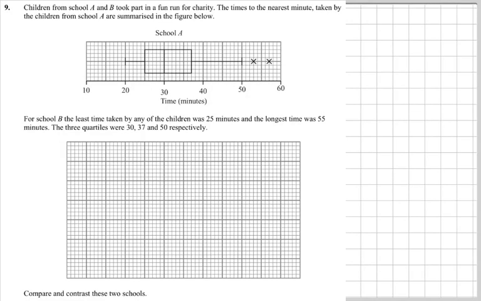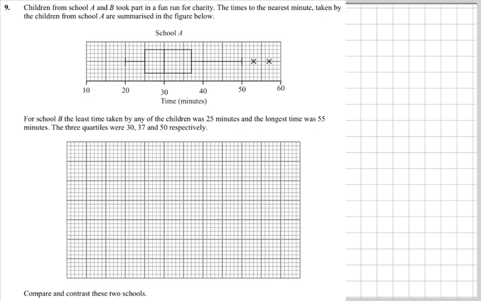This is a bit of an unusual question, but not beyond the realms of what you could be asked. You've been given some data, you're given a space where you can do some working, and you're asked to compare and contrast the two schools. Well, firstly, what's the difference between comparing and contrasting? Well, comparing typically is finding similarities, and contrasting is finding differences. Really, you'd give the same answer to this question as if it just said compare.